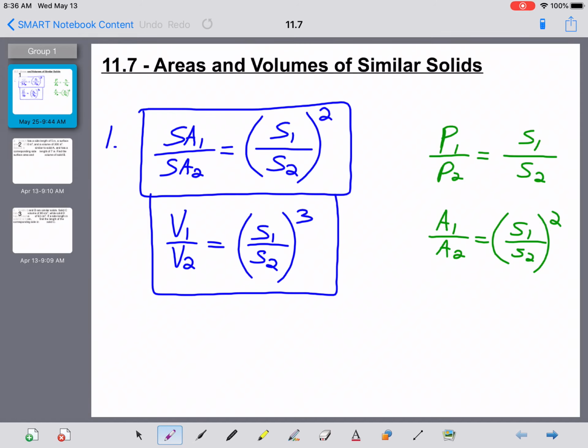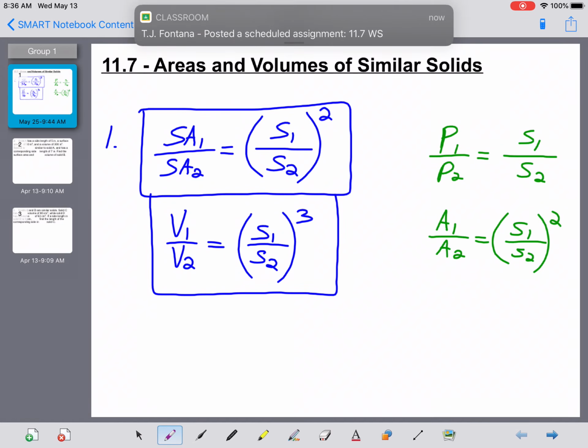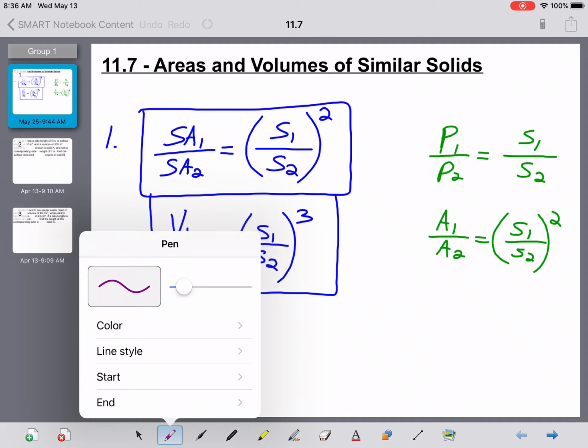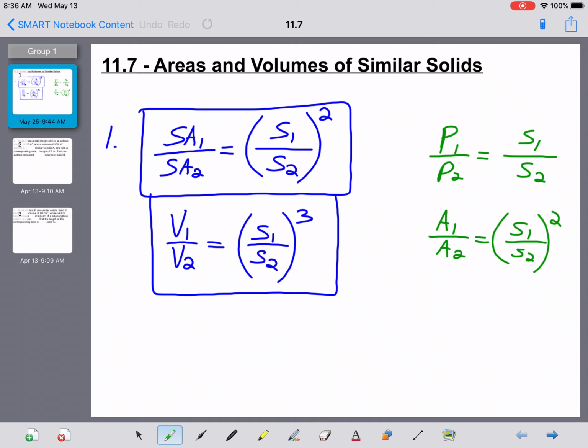Okay, geometry, let's get rolling here on the last section of notes we have to take for the entire year, and that is on 11.7. This is going to be really similar to a section that we did back in chapter 10, which was 10.4. And in 10.4, we started talking about perimeter and area of similar figures here.